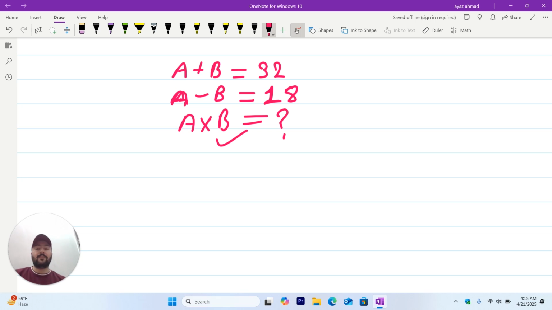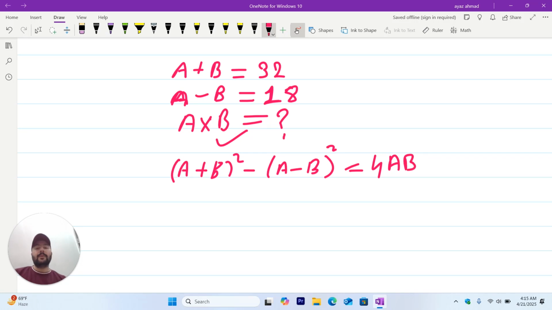Before solving this question, we all know that there is a formula. In math, you should remember all the necessary formulas, okay? The formula for this question is (a plus b) whole squared, minus (a minus b) whole squared, is equal to 4ab. So this is the formula and we have to plug the values into it.